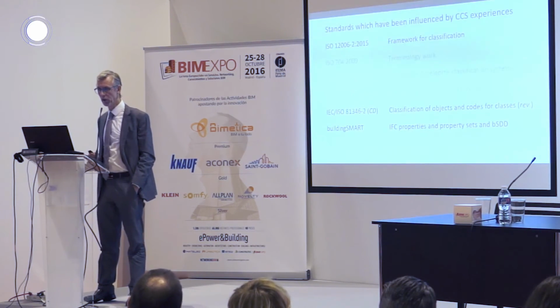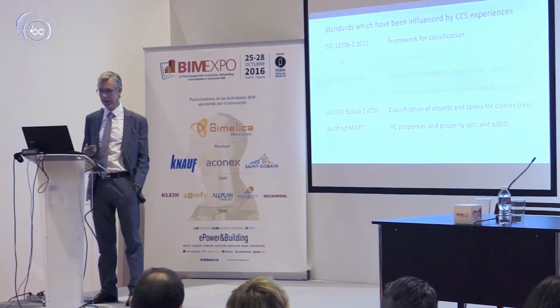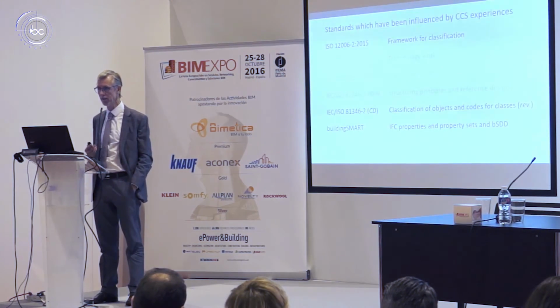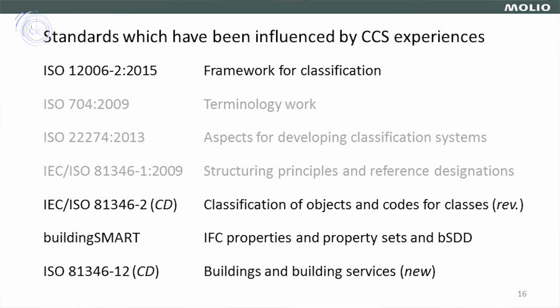And what have we used all this work for internationally? We have been getting into the revision of the ISO 12006-2 standard about classification, to make it more object-oriented and more focused on the possibilities of BIM. We have used it for the revision of ISO IEC 81346 to have better classes and better definitions. We have used it in Building Smart to provide property data sets, and we will provide terms for the Building Smart data dictionary. And now we're into a German proposed ISO standard part 12, about buildings and building services, how to use these classification and identification principles in those systems.